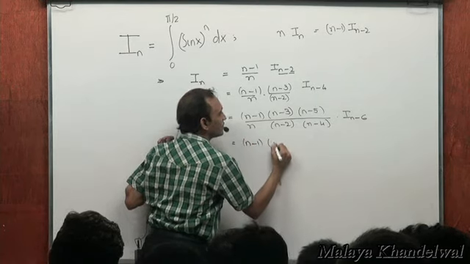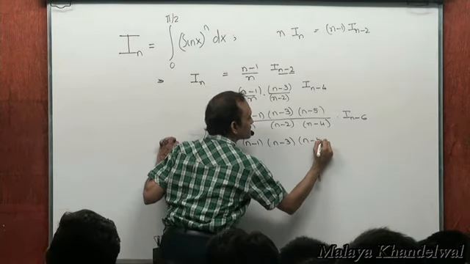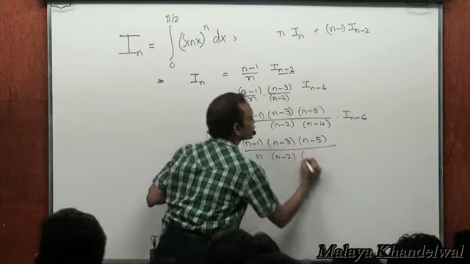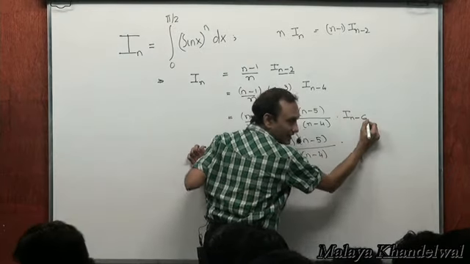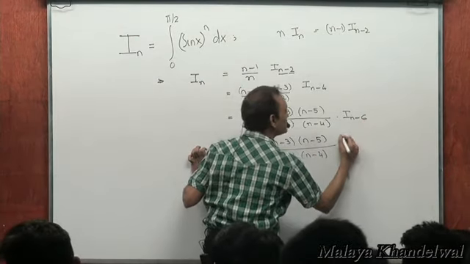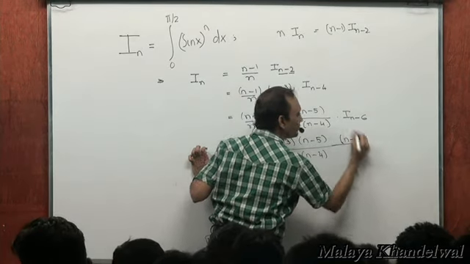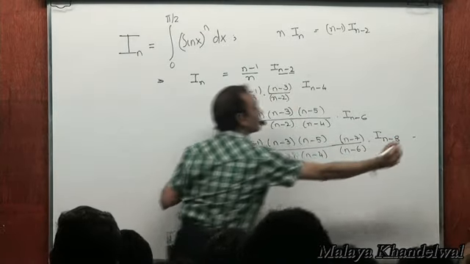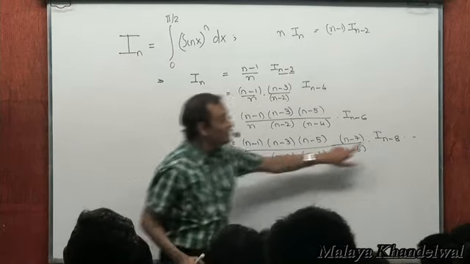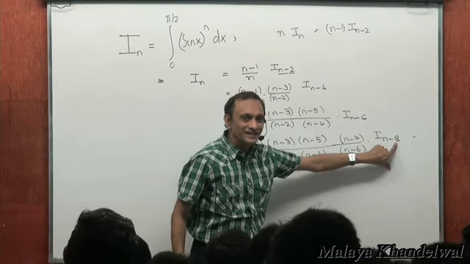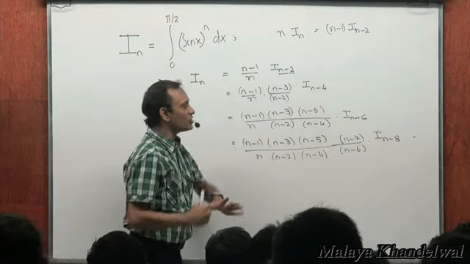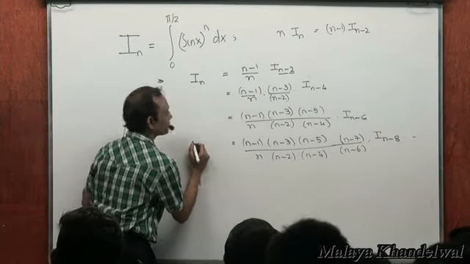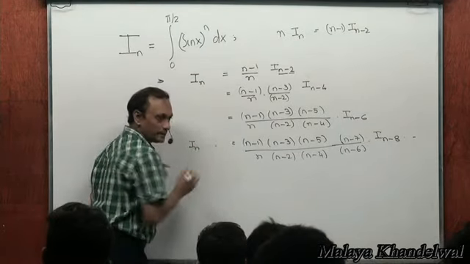(n minus 1) into (n minus 3) into (n minus 5), divided by n into (n minus 2) into (n minus 4). I_(n minus 6) would be (n minus 7) divided by (n minus 6) into I_(n minus 8). I can keep going. See, the index here is reducing, isn't it? You can keep going this way, right?